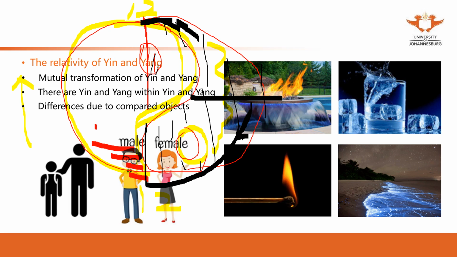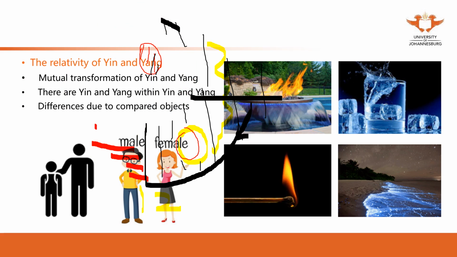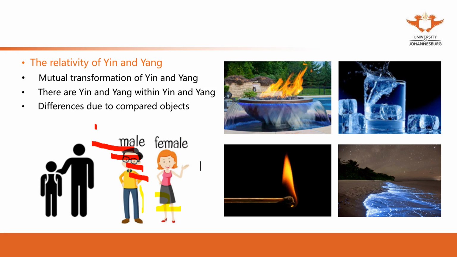The difference is due to the objects being compared. Different objects, as we said, the yin and yang. When we talk about one object, there's no yin or yang. We have to talk about two interrelated objects. There has to be some relationship. For example, he says that the male is yang, female is yin. Male is yang, female is yin.